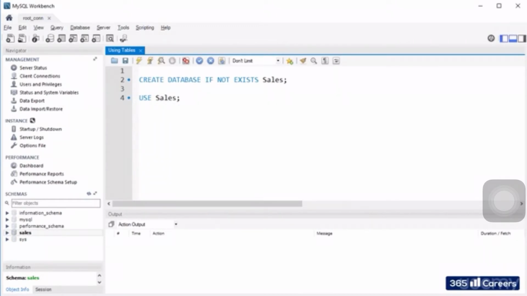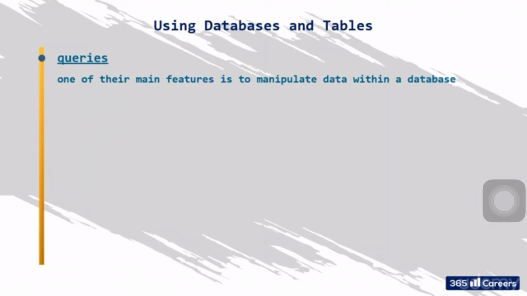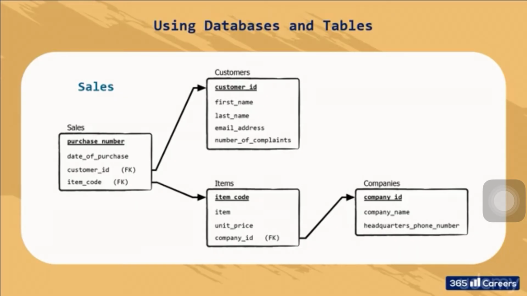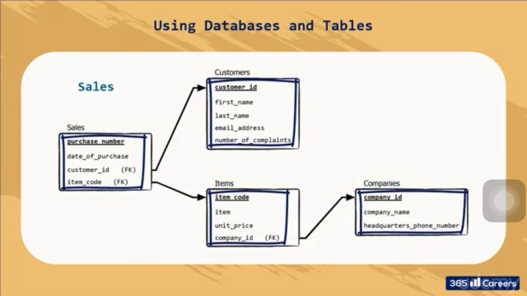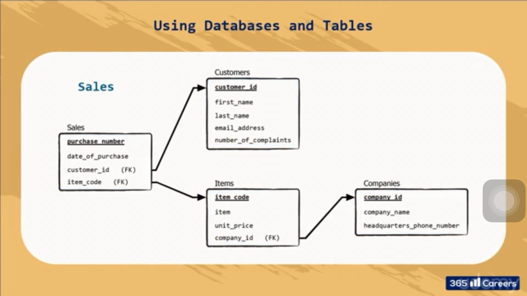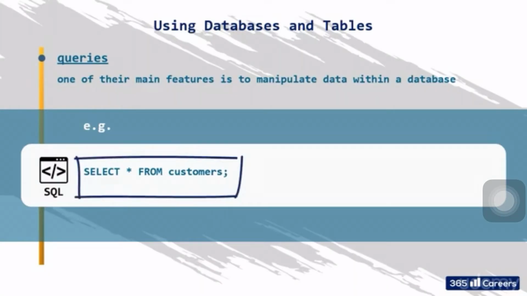But what are queries used for? How can they help us? One of their main features is to manipulate data within a database. As you already know, data is usually subdivided into tables, and each table contains a certain number of fields. Therefore, when you want to implement various operations specifically to just one table or to a column of that table, you must write that in code, which represents writing a query.